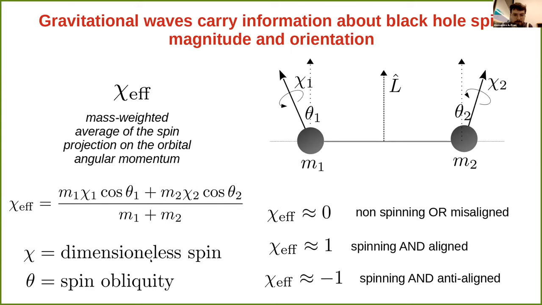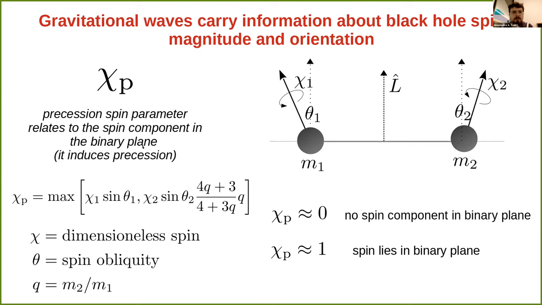And one means that the black holes are aligned with the orbit, and minus one means they're spinning and anti-aligned with the orbit. And it can be described by this, if we think of theta as being the spin obliquity, just like Earth's obliquity.